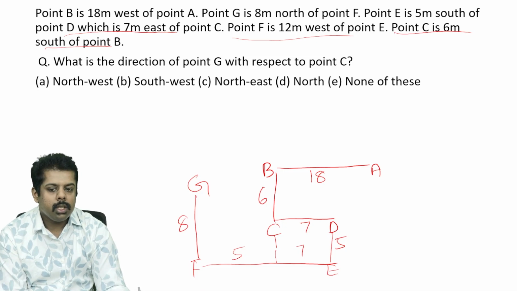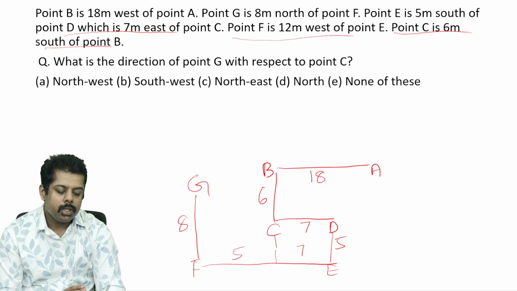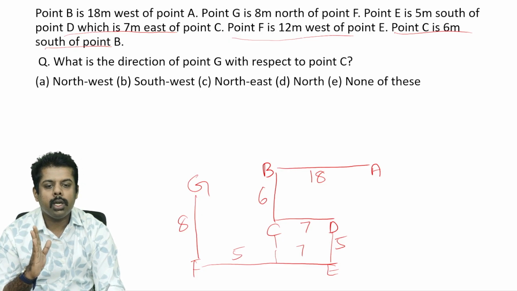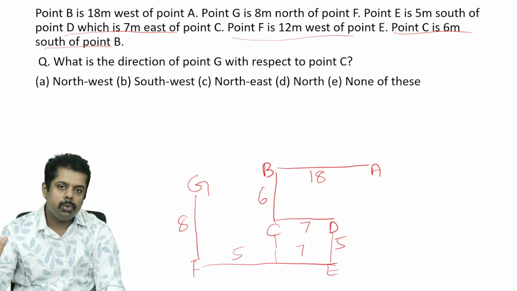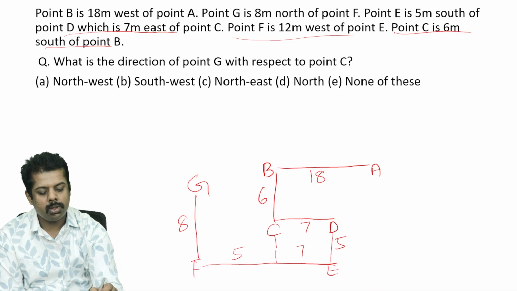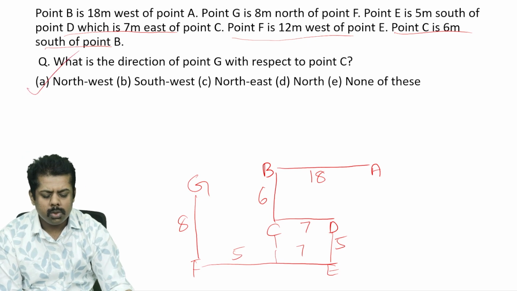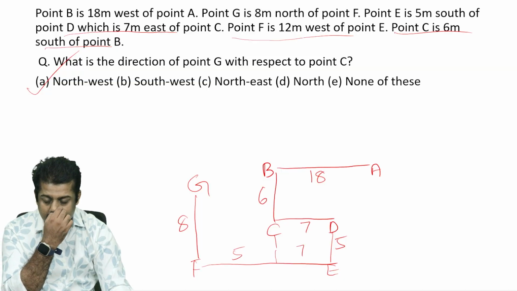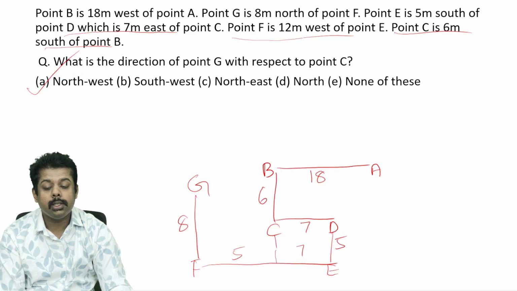Now what is the question that they asked? What is the direction of G with respect to C? With respect to C, G is above, so that means north. Now G is towards the left. So the answer has to be northwest. Going through the options, option A is the right fit here. So the answer is option A, that is northwest.